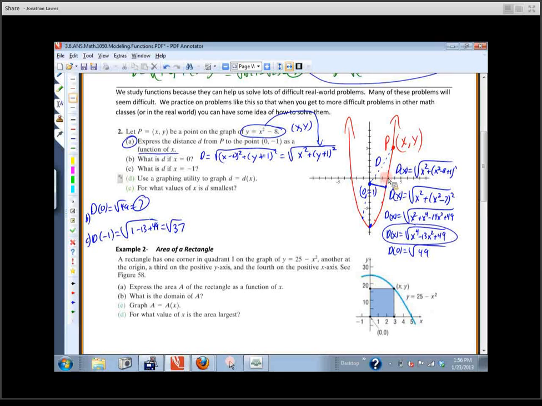See how that point is a little closer to 3 than it is to 2? That's where the smallest distance would be. And once I move over here, the distances get longer and longer and longer. Does that make sense? Okay, all right, let's take a look at the next one.